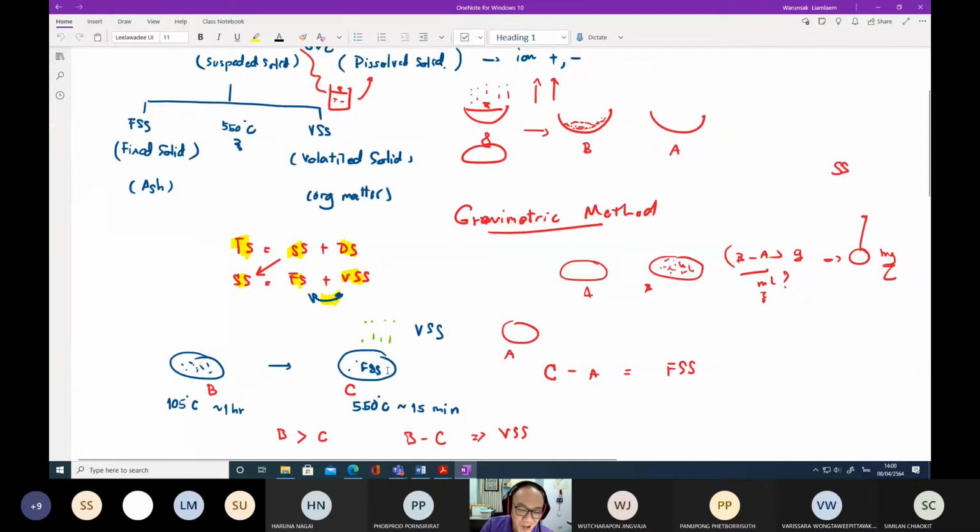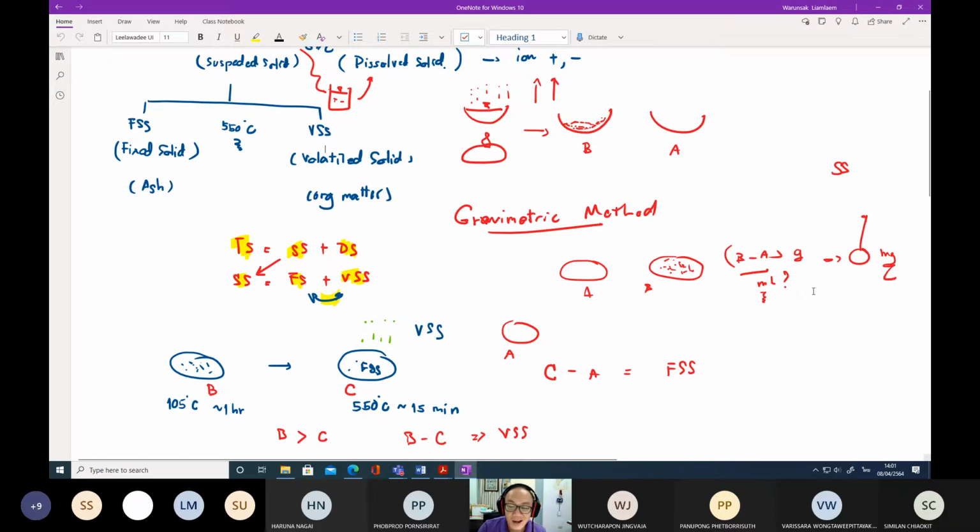So after we burn, what will happen? A certain amount of the organic matter will be gone, and this is the volatile suspended solids. If you compare the weight of B and C, you will find the weight of B is much greater than the weight of C, because C is after burning for 15 minutes, when the volatile solids are gone. If you take B minus C, you will get the value of the volatile suspended solids.